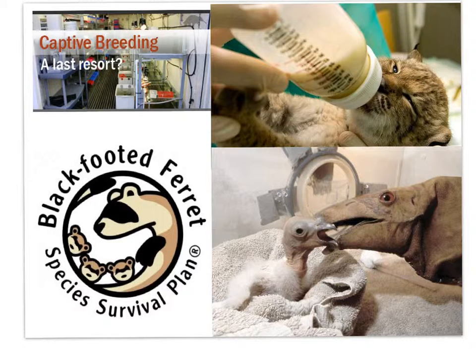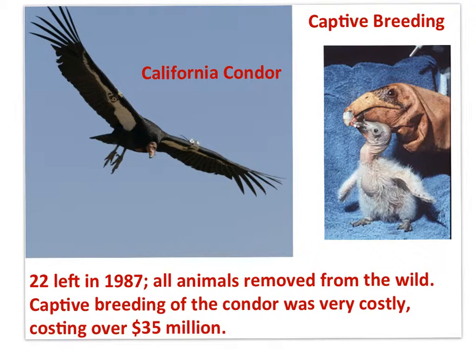Captive breeding is an important species-based approach to conservation, and it serves to save species from extinction. Captive breeding is expensive, but when the effort has been made to increase the number of individuals of a certain species, success has been high. The California condor was nearly extinct, with 22 animals left in 1987. All animals were removed from the wild for the purposes of captive breeding, including the use of puppets to feed the chicks. Today, there are over 400 condors, and they have been reintroduced to their native habitat. Captive breeding of the condor was very expensive at $35 million.